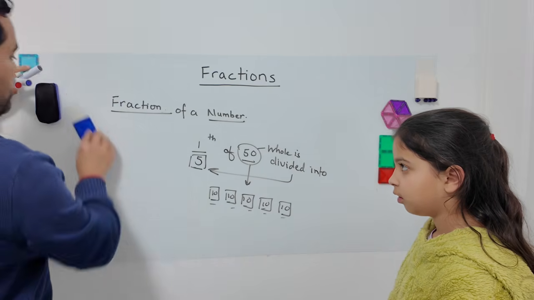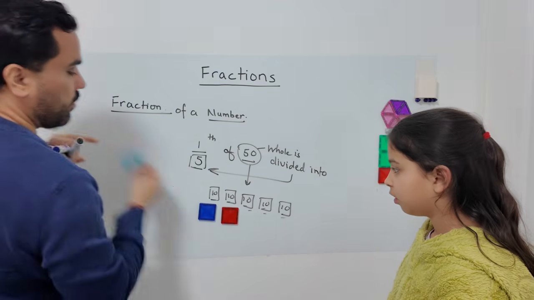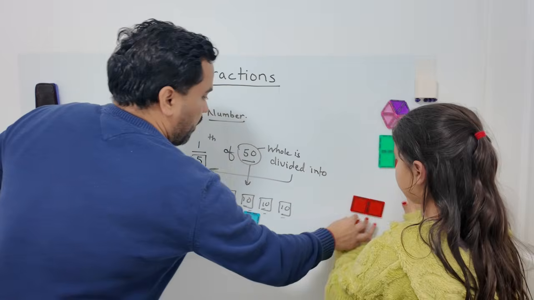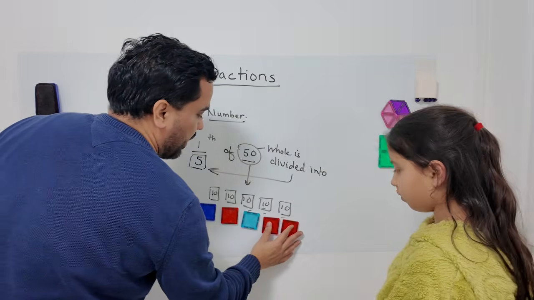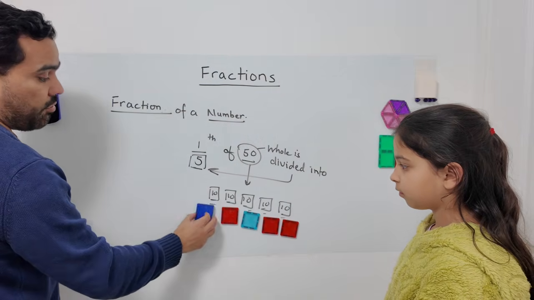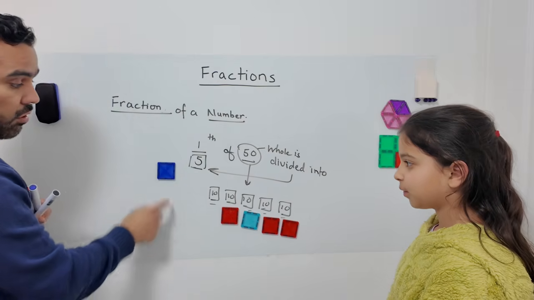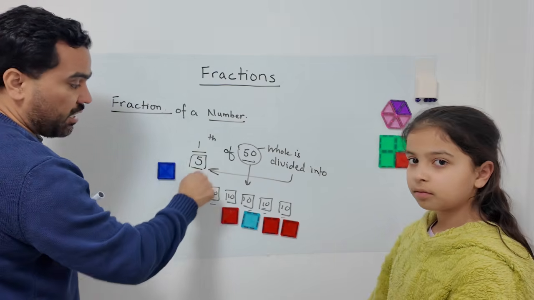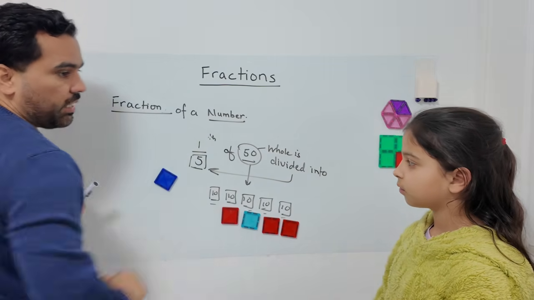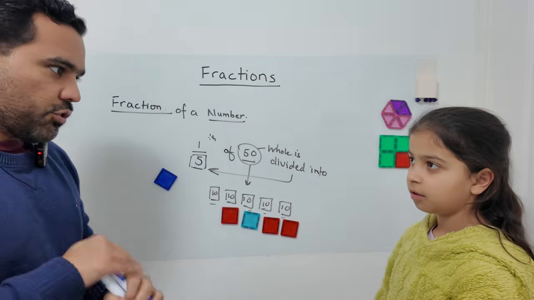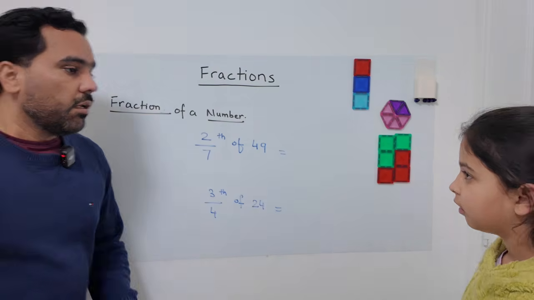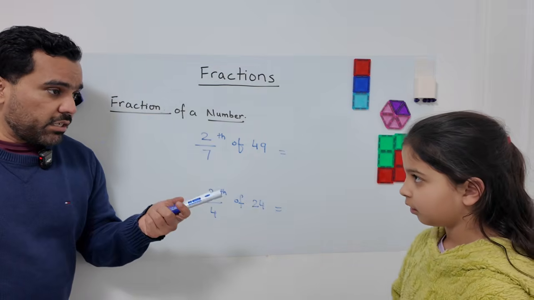So say, let's bring our magnets. So these are your 5 parts, and I'm saying, okay, Adil, you get this. So you get 1 of the total 5. That's how you write it, and that's what it means. Shall we practice some more questions? Yes. Okay, so let's do 2 more practice questions.